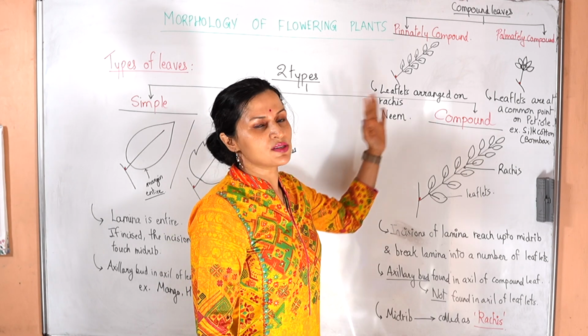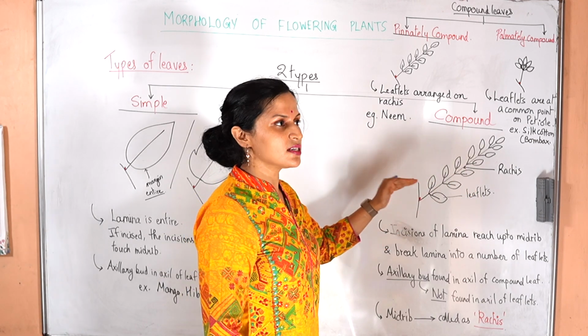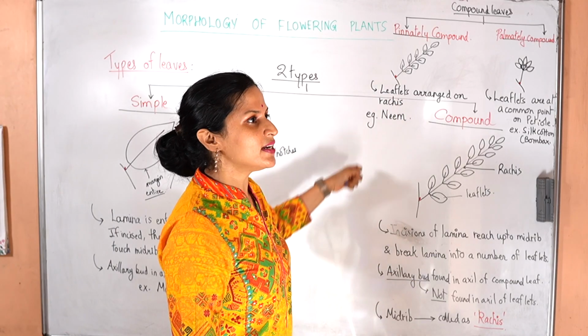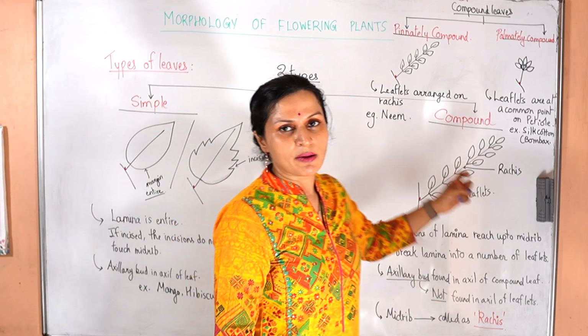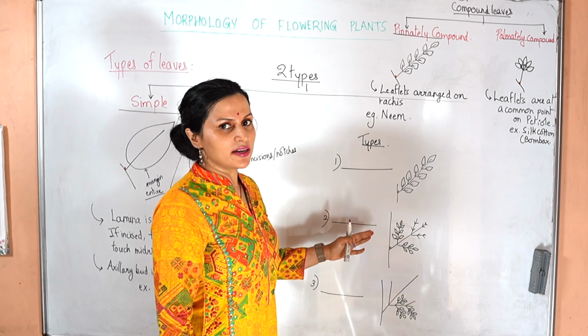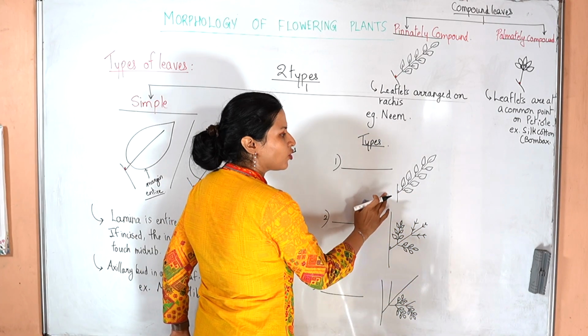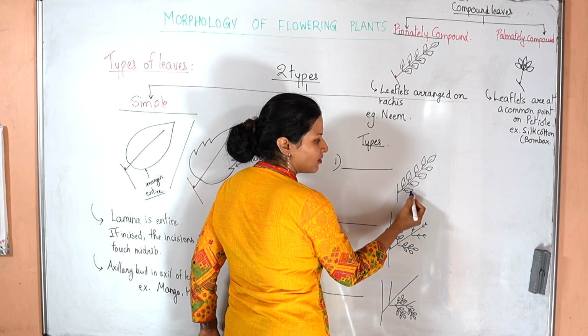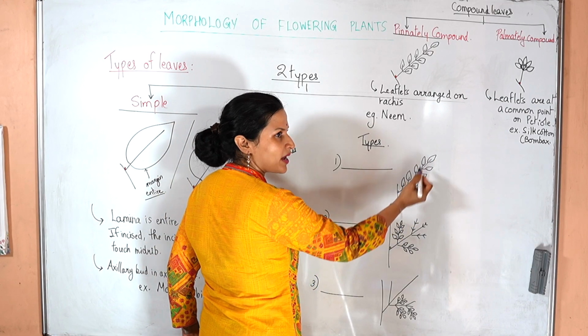So the NEET syllabus is up till here in NCERT. However, for AIIMS, we go further. There are types of pinnately compound leaves and types of palmately compound leaves as well. Under pinnately compound leaves, you have, this is the normal one. The midrib is becoming rachis and the leaflets are on the rachis, which is the primary axis.